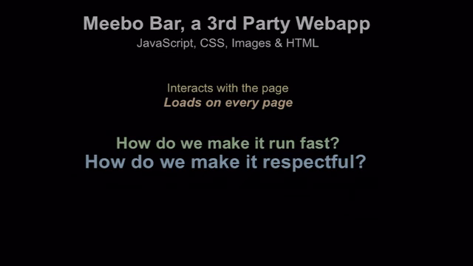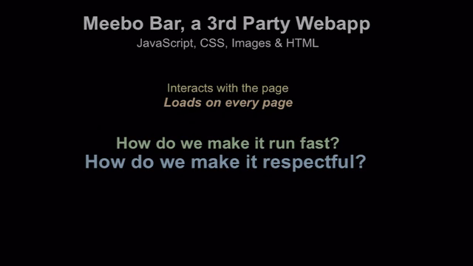So the Meebo bar is what we call a third-party web app. We define a third-party web app as JavaScript, CSS, images, and HTML that get loaded onto a site from a third-party provider. Straightforward enough. They commonly interact with the page to add functionality, and most of the time it loads on every single page.